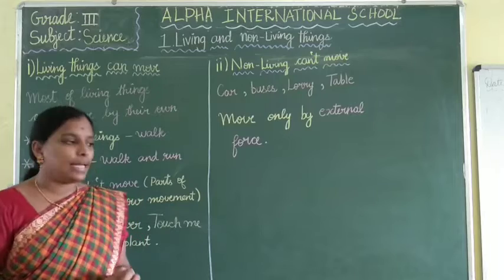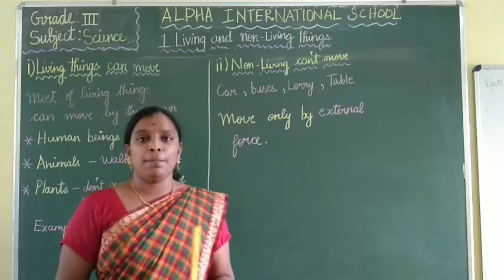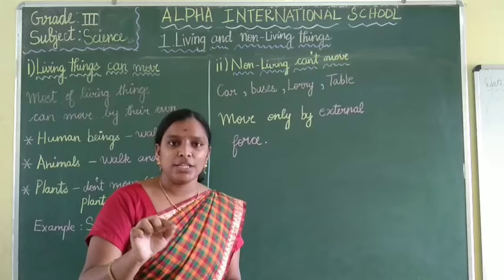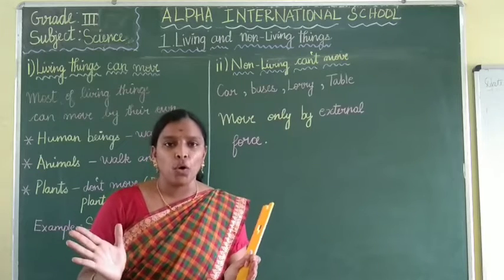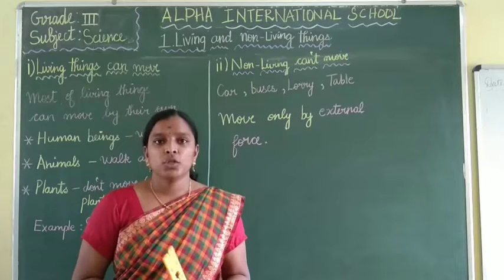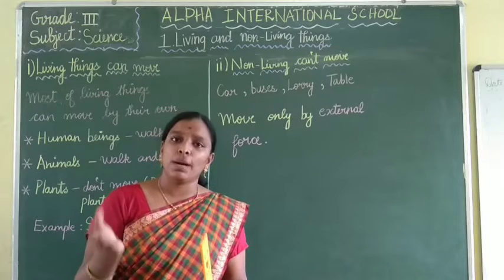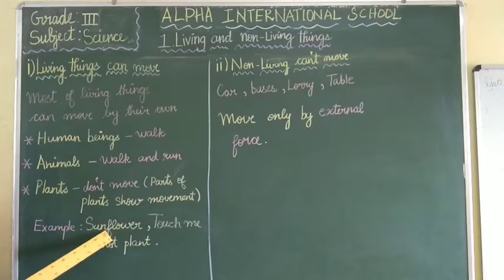Then what is the example for the touch-me-not plant? Have you seen a touch-me-not plant? If you touch one leaf, automatically all the leaves will shrink and come together. So it does the process by its own. So only these two examples are given here. They show their own movement.